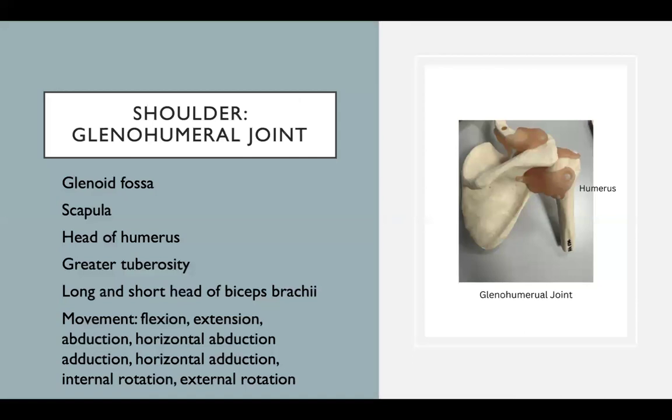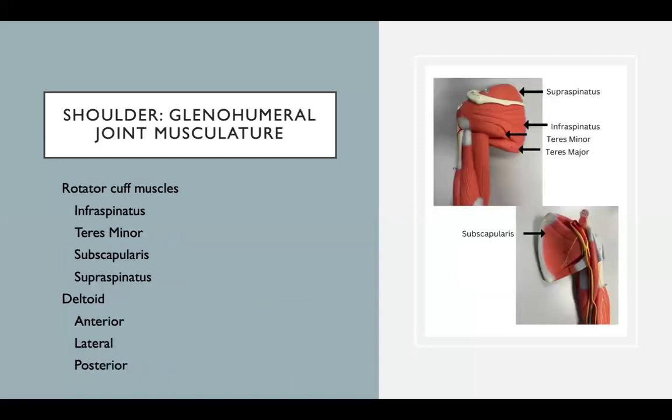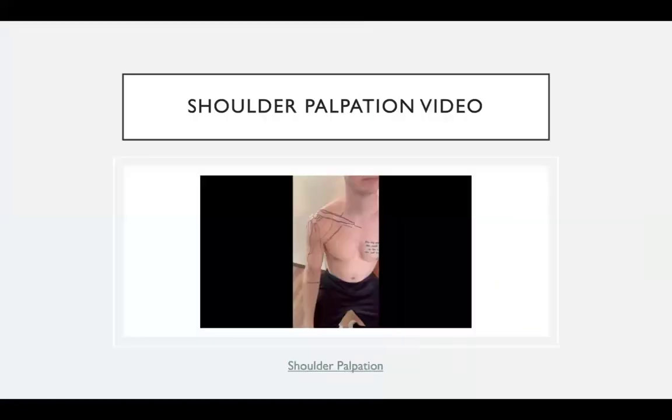We also have the glenohumeral joint, which includes the glenoid fossa, the scapula, the head of the humerus, the greater tuberosity, and the long head and short head of the biceps brachii. The movements of this joint include flexion, extension, abduction, horizontal abduction, adduction, horizontal adduction, internal rotation, and external rotation. The musculature of the glenohumeral joint are the rotator cuff muscles and the deltoid.